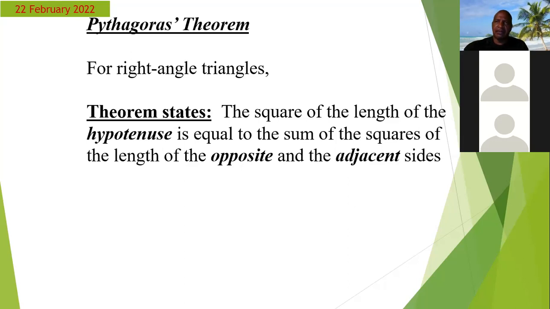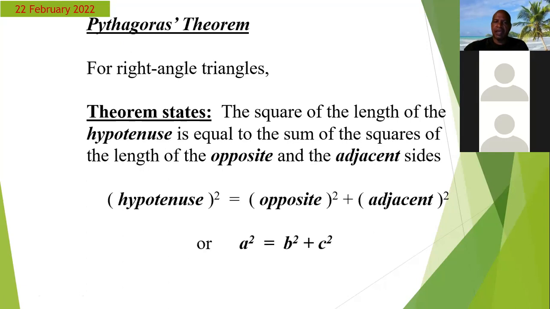So no matter what kind of right angle triangle, no matter how the right angle or the sides are, once it is a right angle triangle, it will obey Pythagoras' theorem. And this is a worded version of what the theorem is saying. It says that the square of the length of the hypotenuse is equal to the sum of the square of the length of the opposite and the adjacent side. All right, so that's a theorem. So in other words, that's a maths fact.